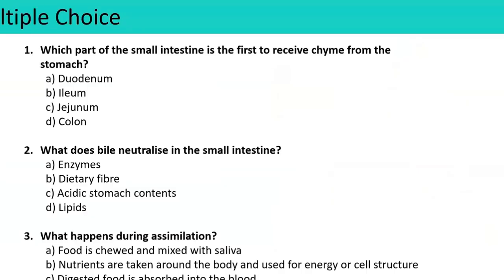Which part of the small intestine is the first after the stomach? Can you remember which part comes first? We've got the duodenum, the jejunum, and the ileum. What neutralizes the acid in the small intestine? And what happens during the process of assimilation? So have a little look at those. You can pause the video if you want, but do have a go, even if you're not too sure.